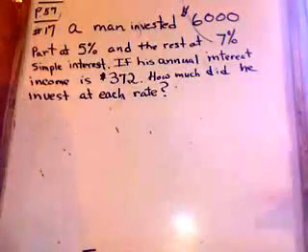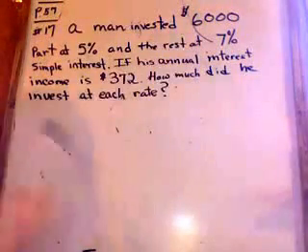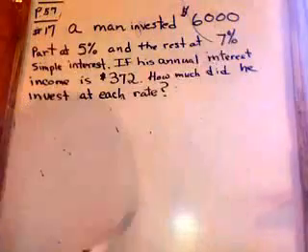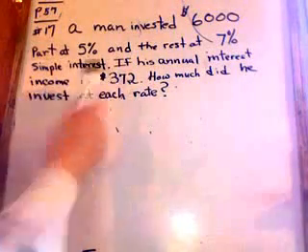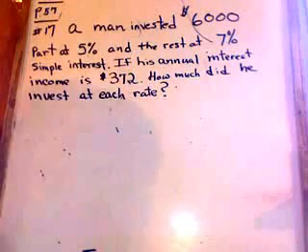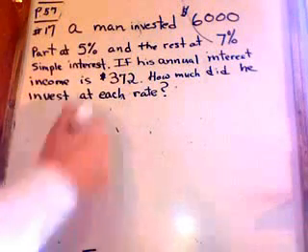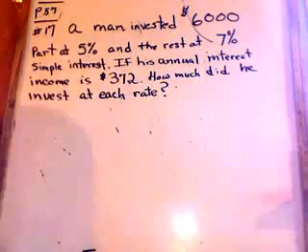This is an interesting problem. A man invested $6,000, part at 5%, part at 7%, using simple interest. His annual interest income is $372. How much money did he invest at each of the two rates?